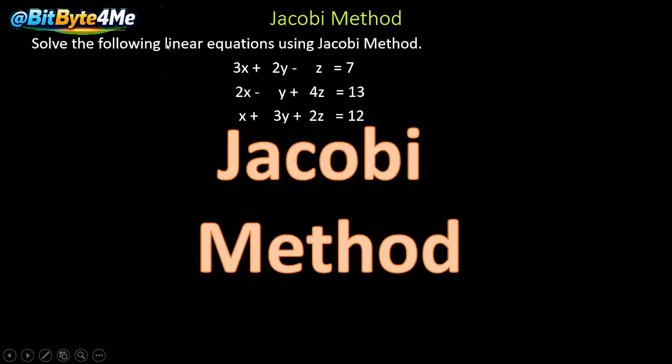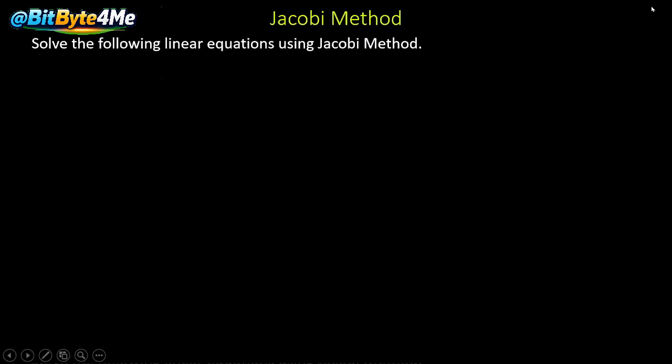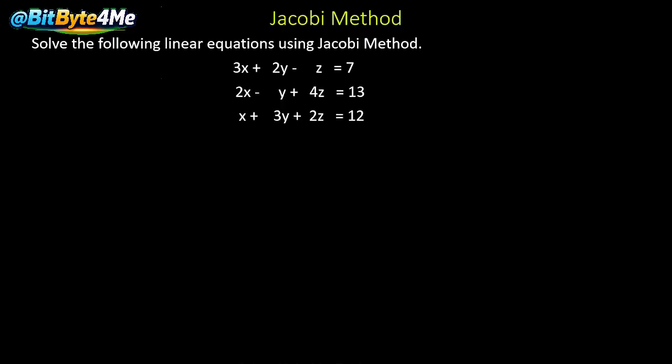Jacobi method. In this method we are going to solve these three linear equations by the Jacobi method. First of all, let's number these equations as number 1, number 2 and number 3, and for convergence we have to check that the diagonal elements are greater than the other two elements.